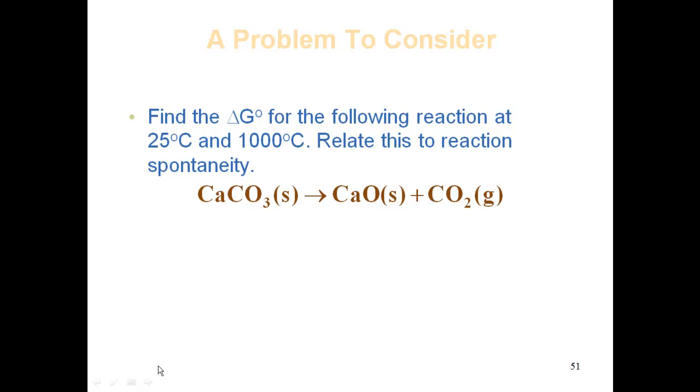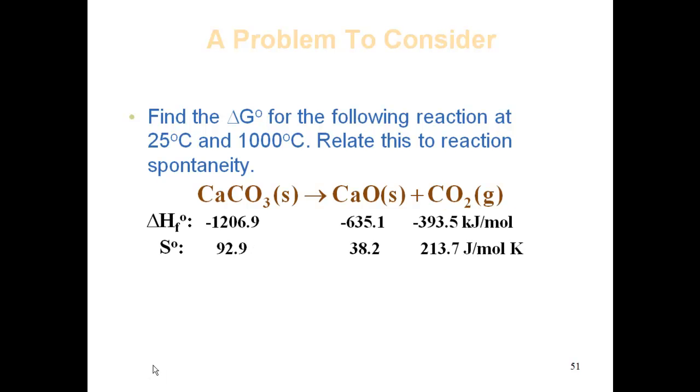So I want to calculate delta G, so we'll use Gibbs free energy, so we have to calculate delta H's and delta S's. So look in the tables and find these values. Delta Hf's are negative 1206.9, negative 635.1, and negative 393.5 kilojoules per mole. My entropies are 92.9, 38.2, 213.7 joules per mole Kelvin. Now I'll take these values and plug them in, do my law of summations.